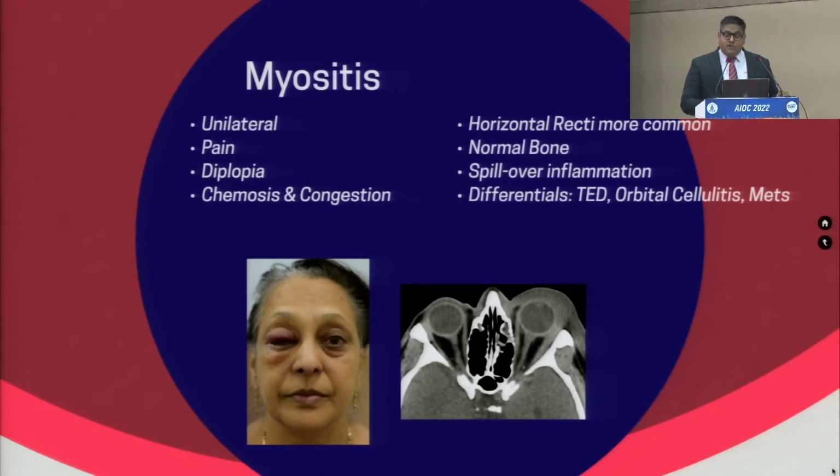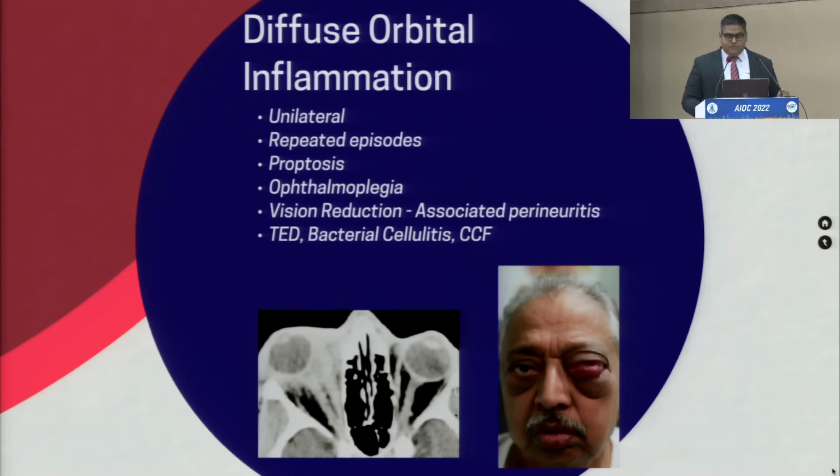Remember, the horizontal recti are more commonly involved than the vertical recti, and bone is almost always normal. There are no bony changes. At the same time, given that it is acute to subacute, thyroid orbital disease and metastasis need to be in your differential diagnosis before you confirm a diagnosis of sorts.